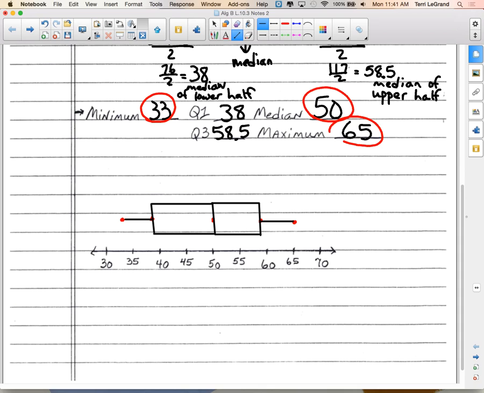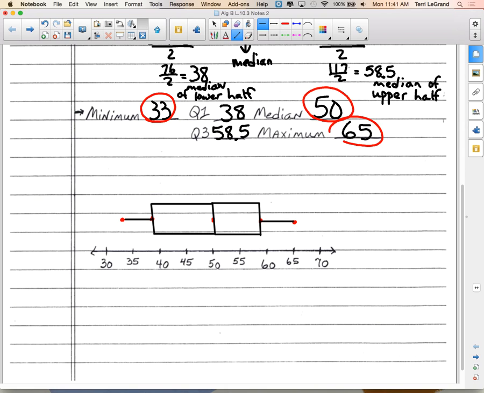Now, let's just do a little bit of evaluating here, okay? Because a box and whisker plot is good for some things and not so good for others. Can you think of one thing it's not very good for if you're just looking at the box and whisker plot?